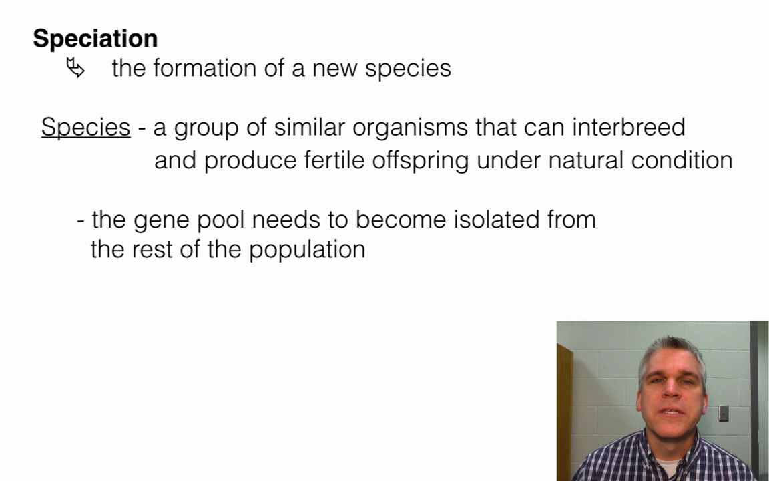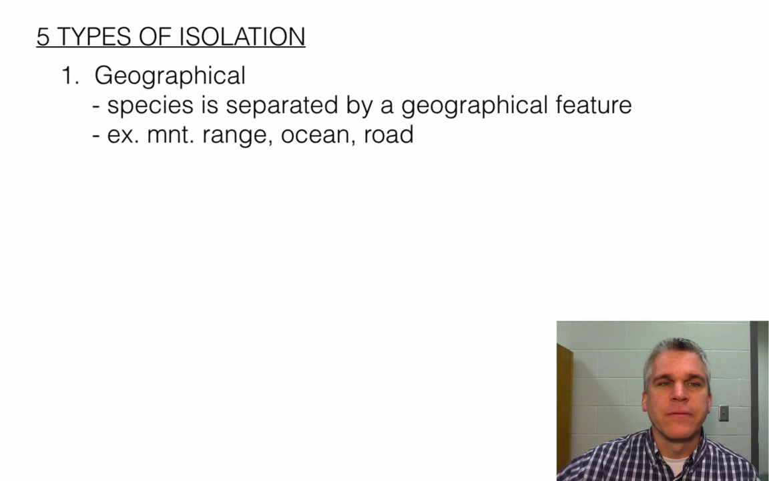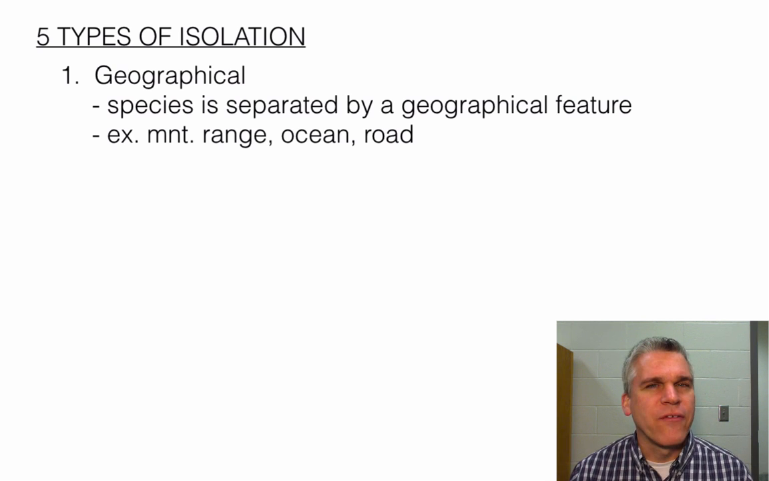In order for speciation to occur, however, somehow the gene pool has to become isolated from the rest of the population. So that's what we're going to talk about: how can that gene pool become isolated? There's really 5 types of isolation. The first one is called geographical. Here, species are separated by some geographical feature.